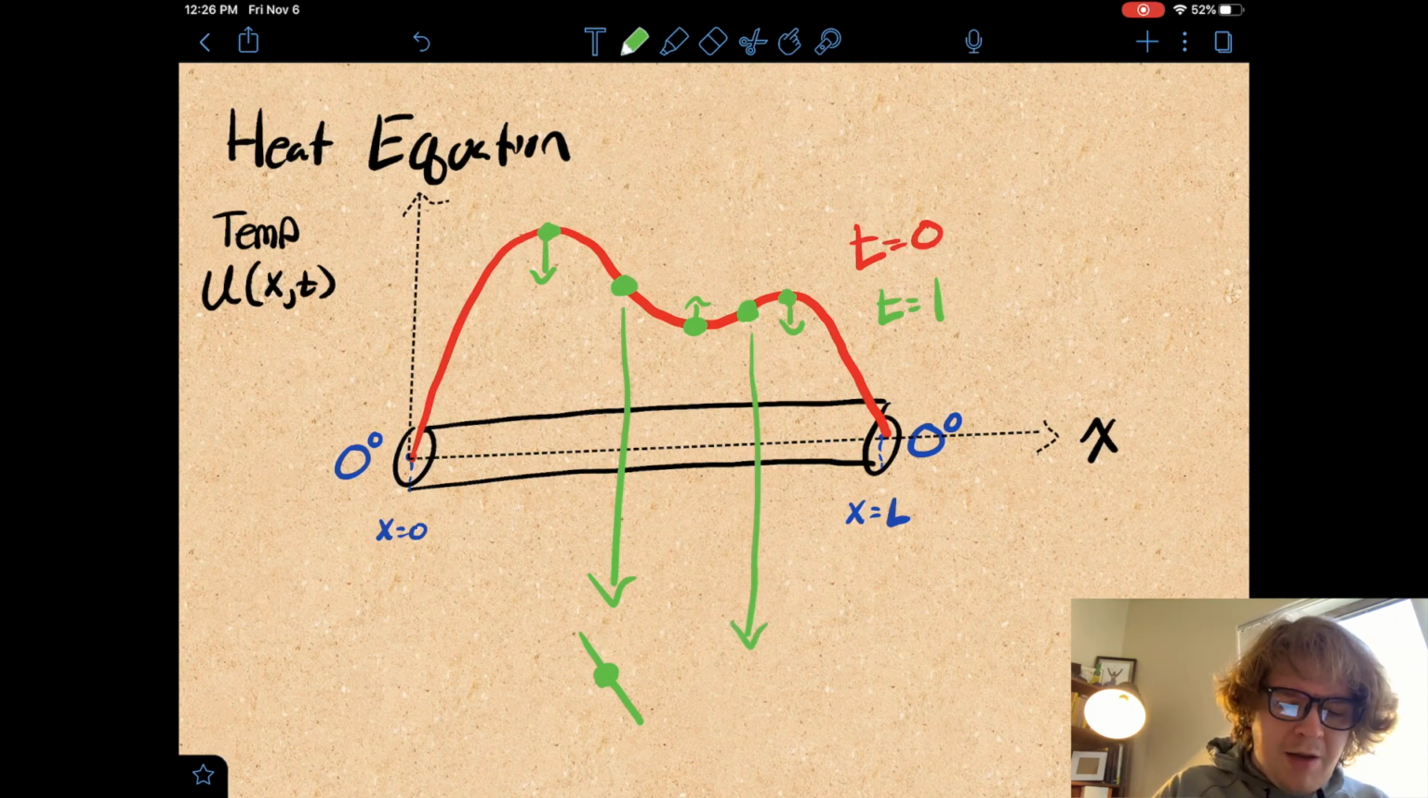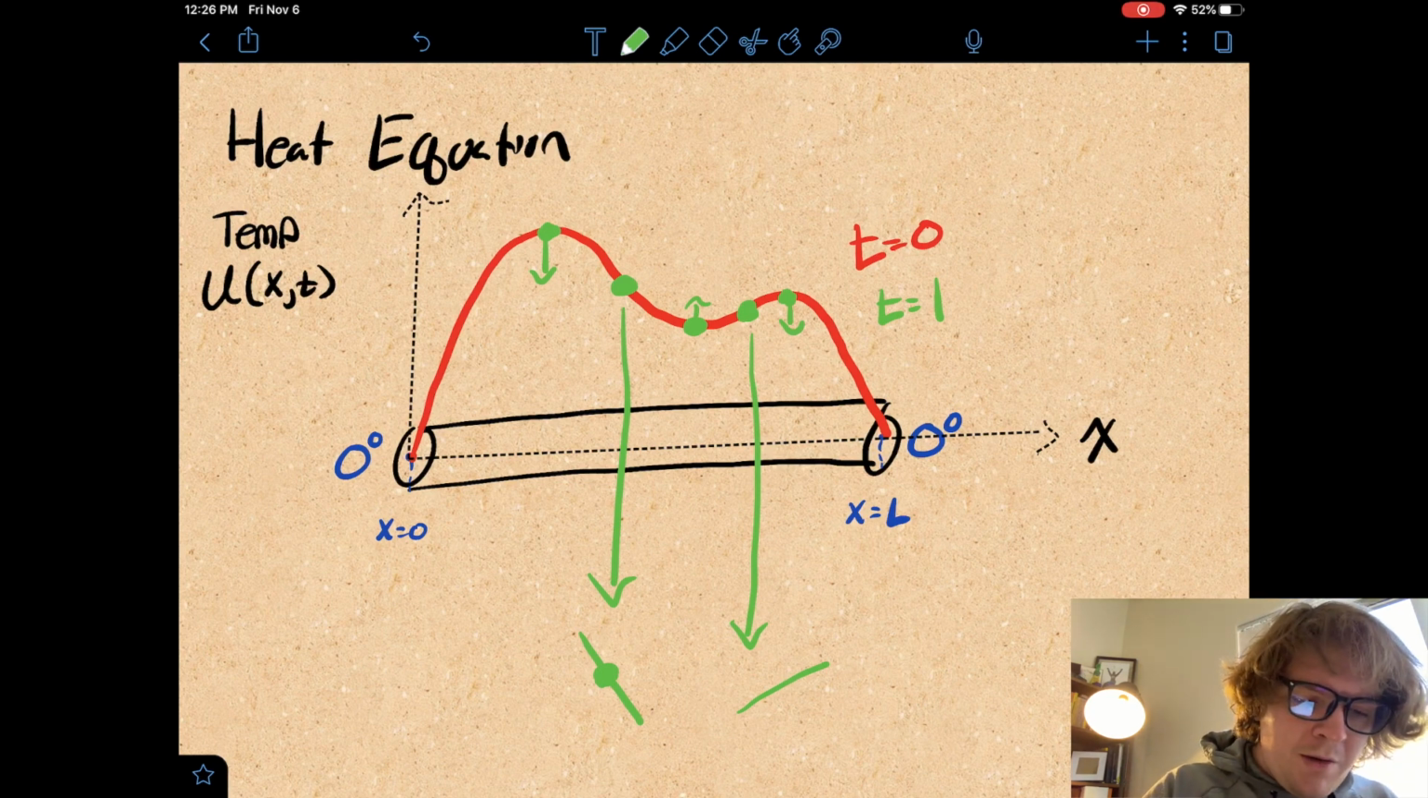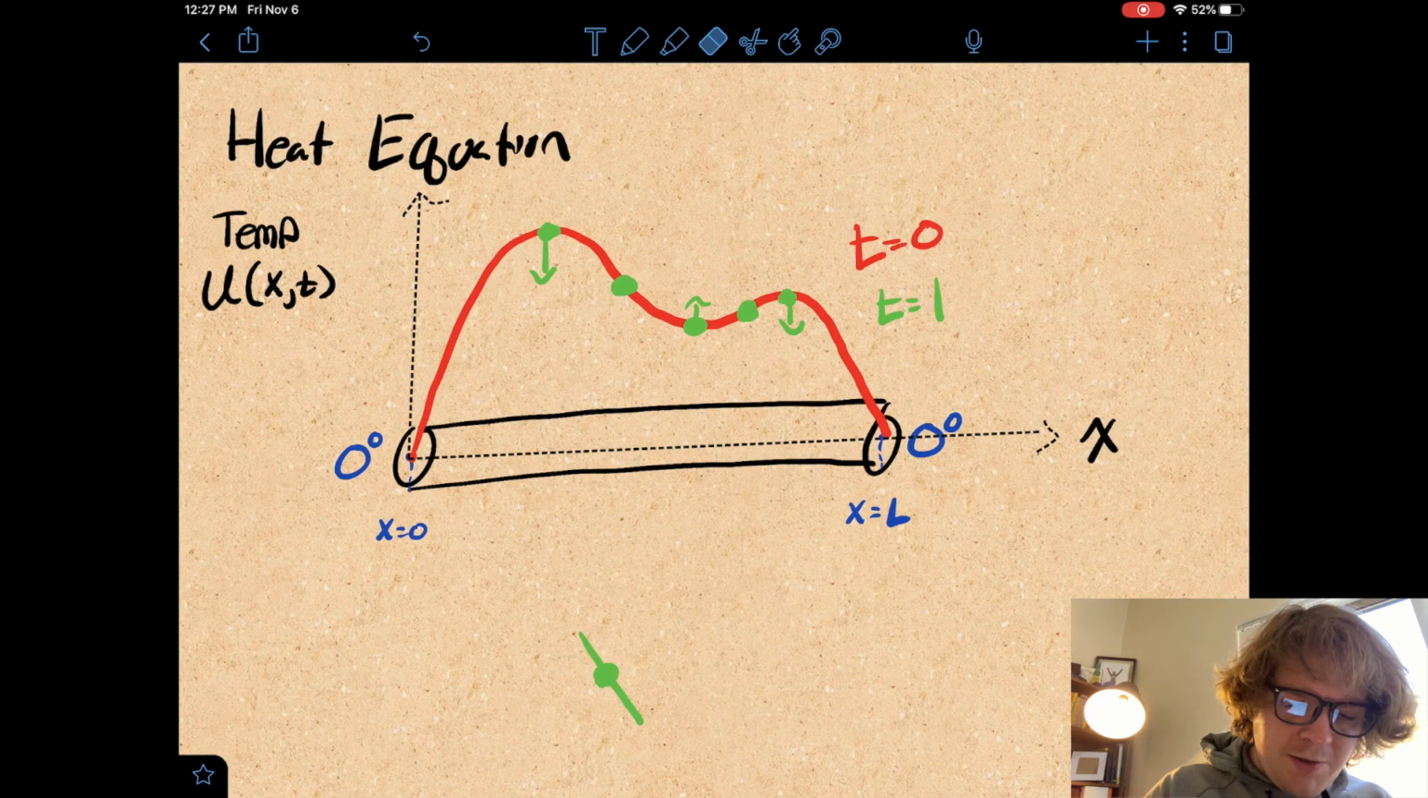And the same thing is going to happen over here. If I start at that point, move a little to the left, the temperature is a little lower, move a little to the right, the temperature is a little higher. On average, the temperature at that point shouldn't change. So at those few points, we can expect that our temperature is not going to change.